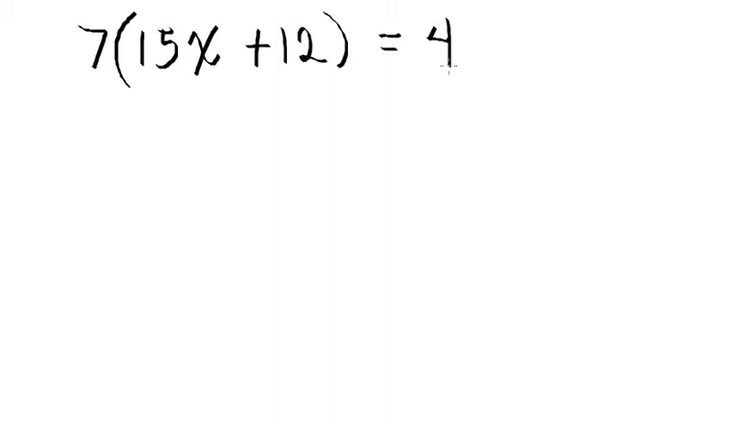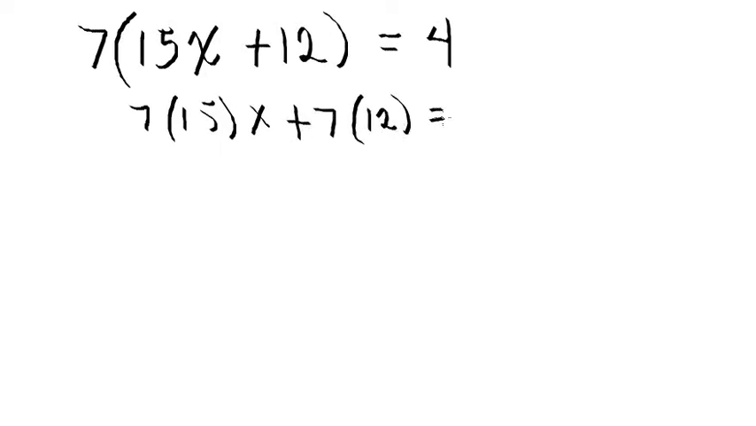Okay, there's a couple things we could do here. We could multiply both sides by 1/7. But what I'm actually going to do is go ahead and distribute this 7 across inside the parentheses. So we're going to have 7 times 15x plus 7 times 12 is equal to 4.